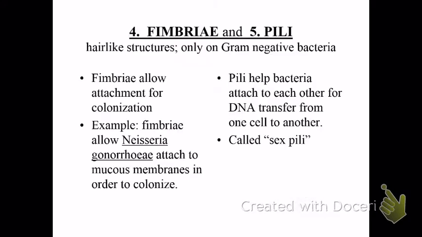Okay, these are on the same slide, but they're both short hair-like structures. Fimbriae are used for attachment. The example here is Neisseria gonorrhoeae is the organism. You want to know the examples. It allows the organism to stick to the mucosal layer of the vaginal wall. So we already talked about Streptococcus mutans can stick to the enamel of the teeth because of a capsule. Well, Neisseria gonorrhoeae can stick to the vaginal wall because of these little hair-like structures called fimbriae.